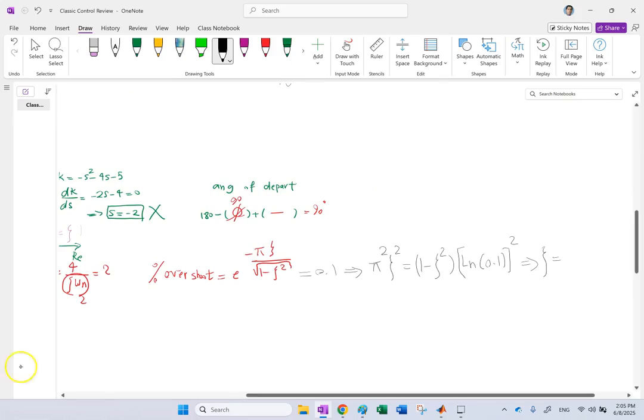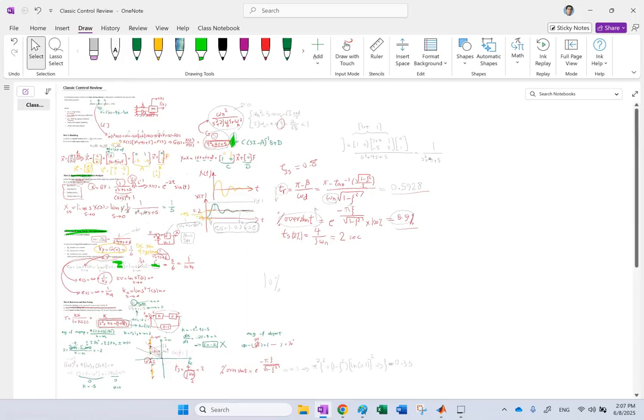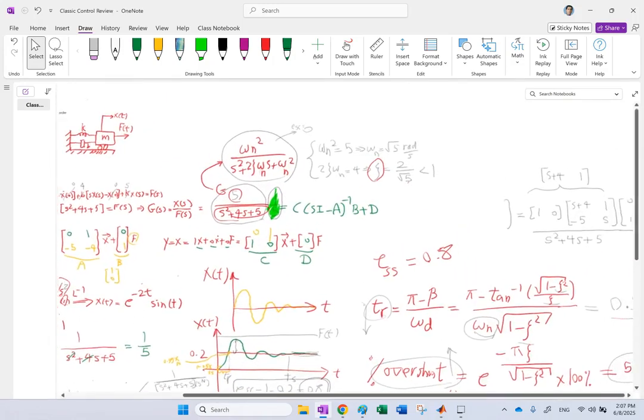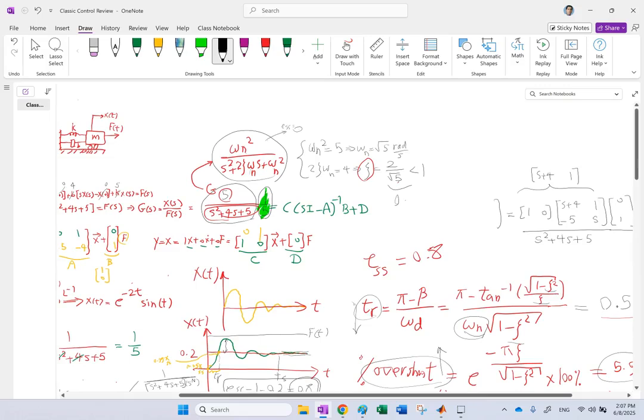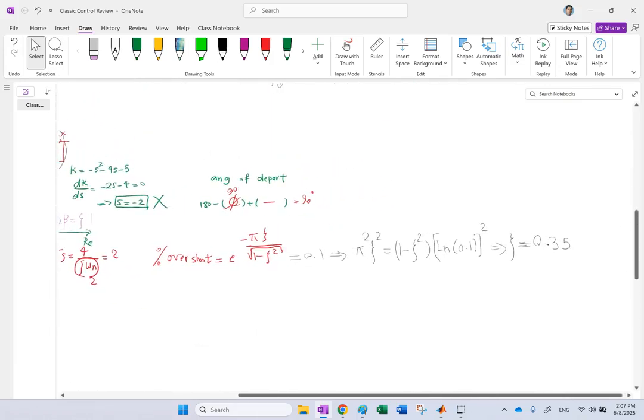Let me calculate that for you. So your damping ratio goes to something like 0.35. So you need a smaller damping ratio to achieve that, while initially your number was 2 over square root 5, and that 2 over square root 5 was 0.89. So my initial damping ratio, let me see here, this one was 0.89. Now I'm allowing it to go down to 0.35, so I can go from 6% overshoot to 10% overshoot, okay?